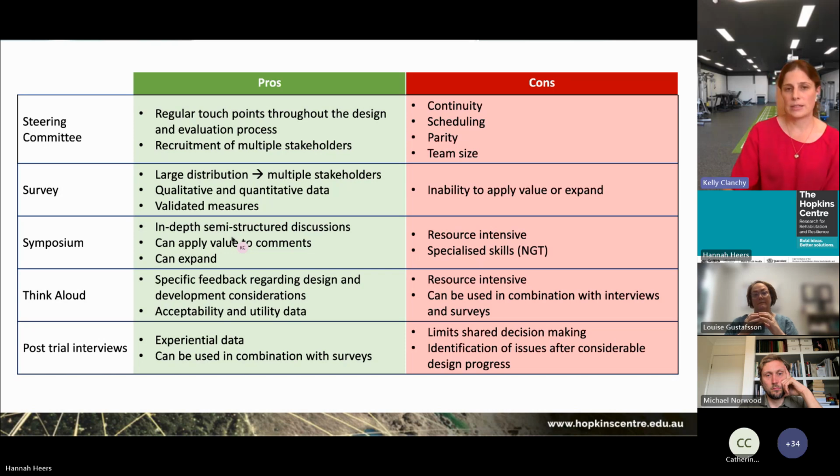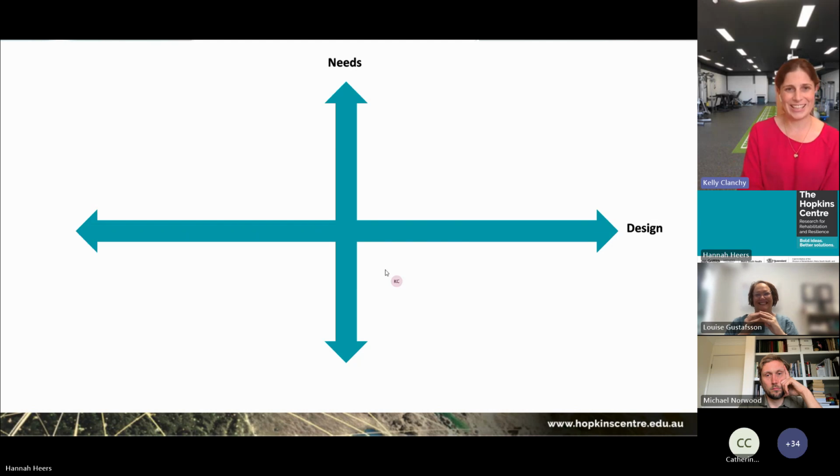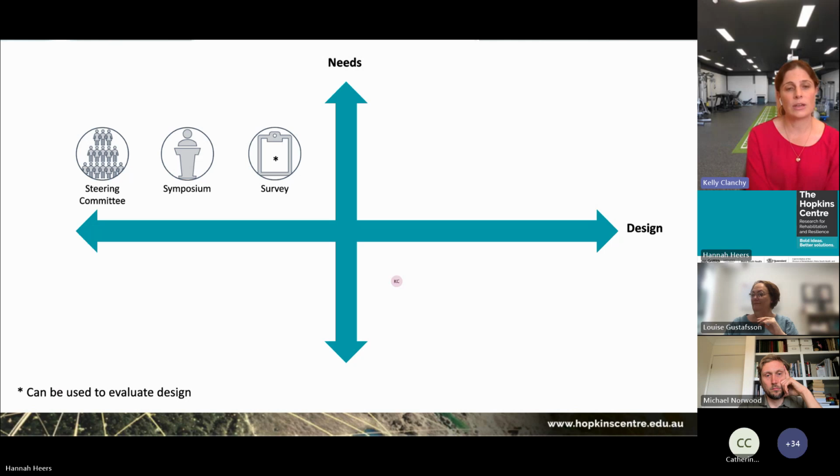If we think about the methods that we have implemented on a continuum, where we have the ability to generate data regarding the needs of the stakeholders versus data in relation to the design of the technology, the use of our steering committee, symposium, and surveys, in our experience, gave us the most data in relation to the needs, wants, desires of the participants. They were a really great way of generating that data.